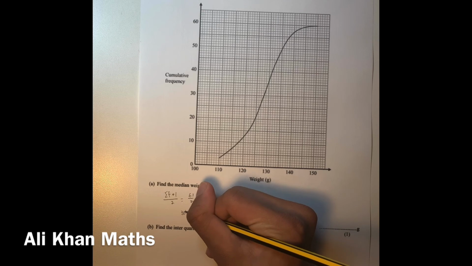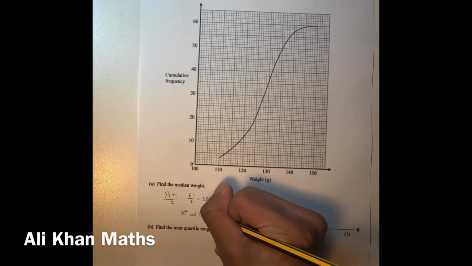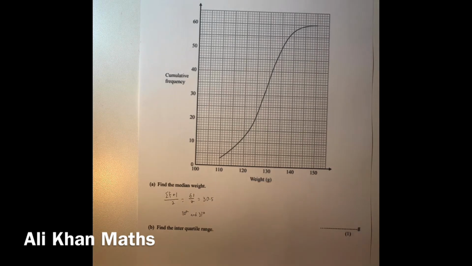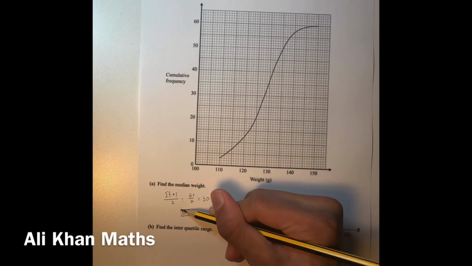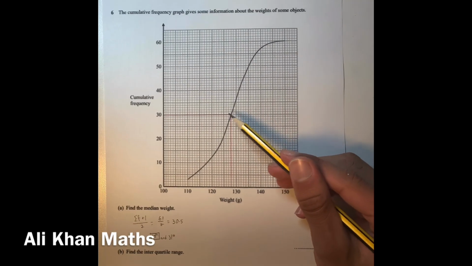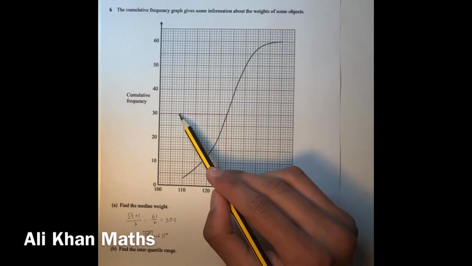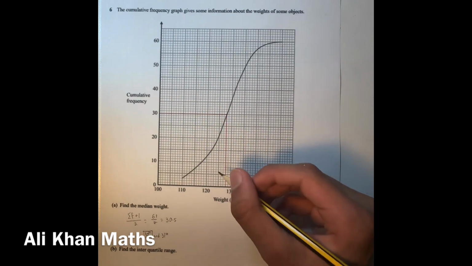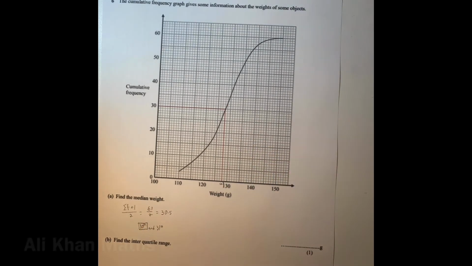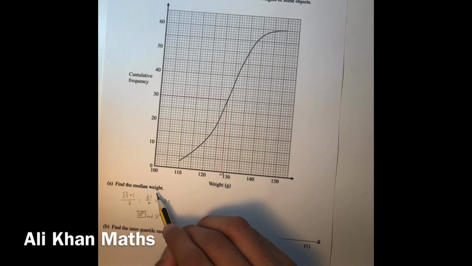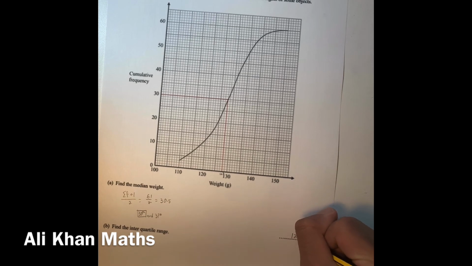Again, this is between the 30th and the 31st values, and at GCSE stage, we can just go with the 30th value and read off from the graph to find the median. Reading off the curve, we can see that the value at the 30th position is 128 grams. Therefore, the answer to the median weight is that it's 128 grams.